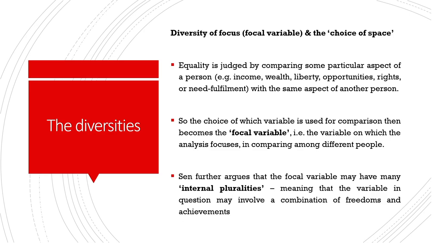So, equality is judged by comparing one particular aspect of a person, let us say income, with the same aspect of another person. In that case, the choice of which variable is used for comparison becomes the focal variable in the study that we are undertaking. This variable on which the analysis focuses is used to compare different people or different groups of persons. But then he says that while we try to look at the focal variable, we also need to keep in mind that the focal variable may have many internal pluralities, meaning that the variable in question may involve a combination of freedoms and achievements.